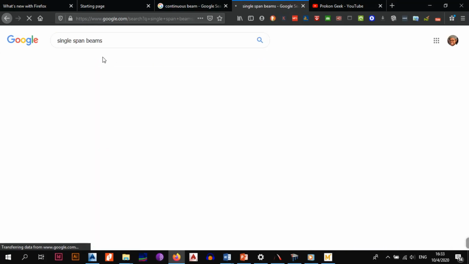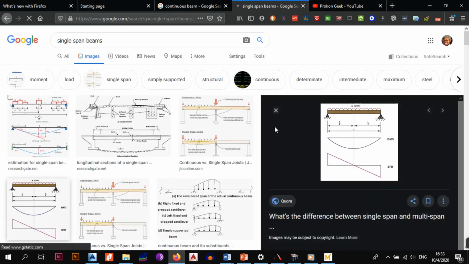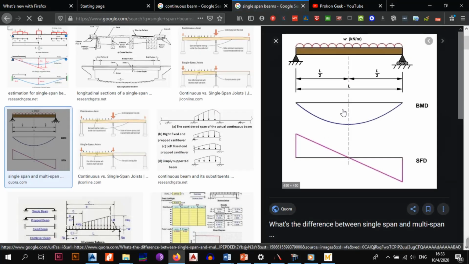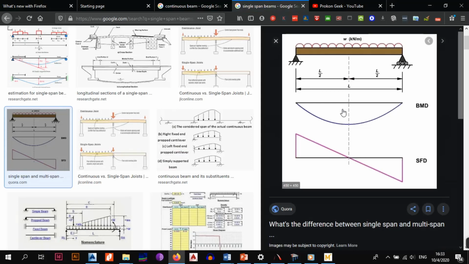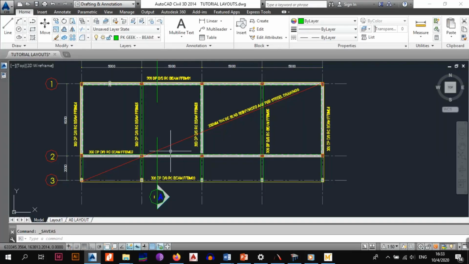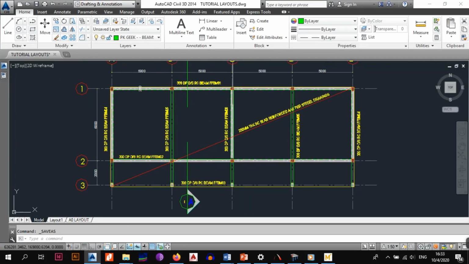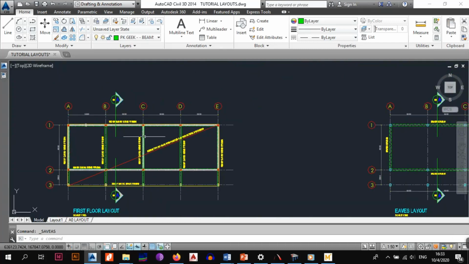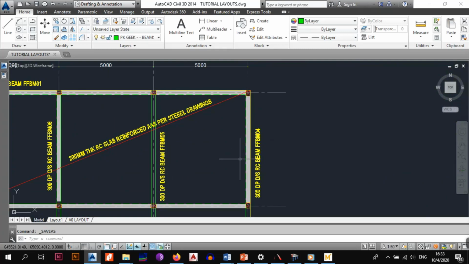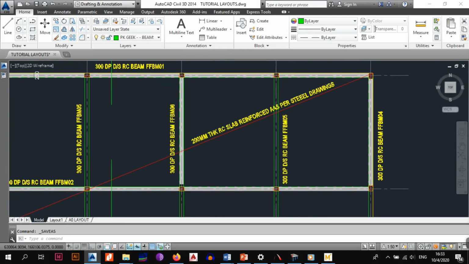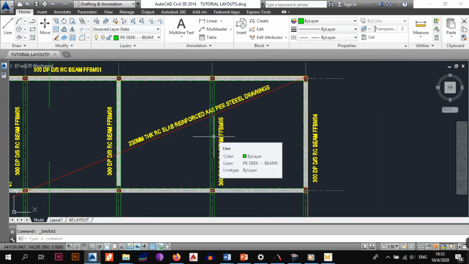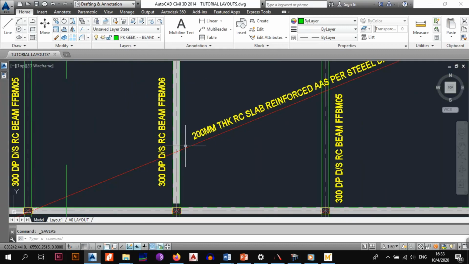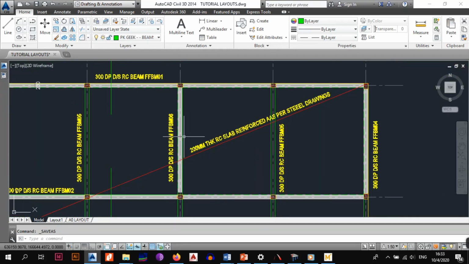Let's just see what a single span beam is in case you do not know what a single span beam is. There is your single span beam. We're not designing them as single span beams, we're designing them as continuous beams. So to go back, we have continuous beam 1, continuous beam 2, and continuous beam 3, and then we also have continuous beam 4, which is a mirror version of this one, so I call it continuous beam 4. And then we have continuous beam 5, which is a mirror version of this one as well. And then we have continuous beam 6, which is independent and on its own.